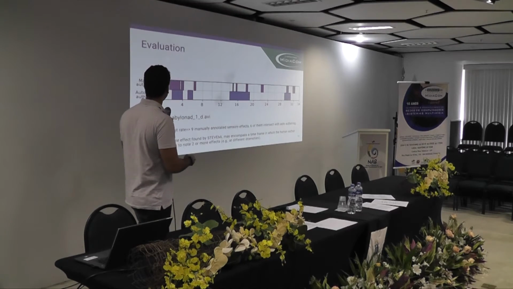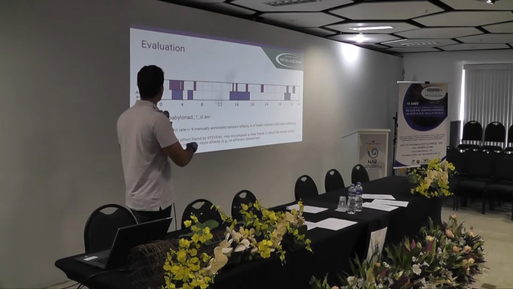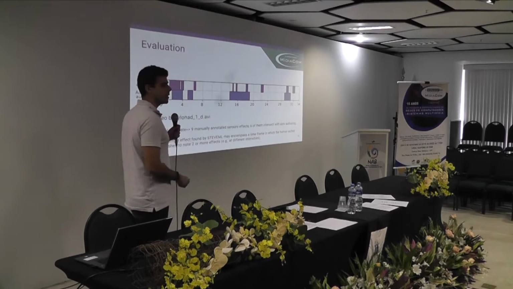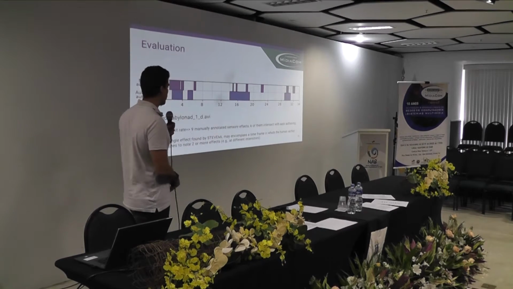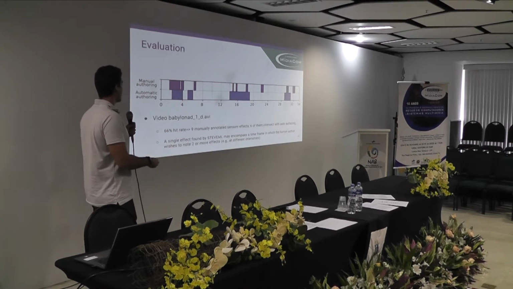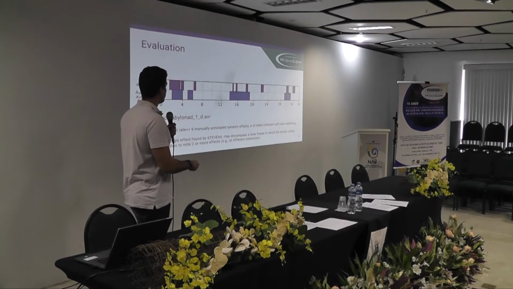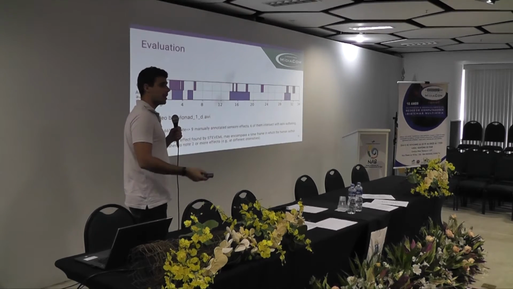So this is an example of one video annotated manually on the top and automatically by the neural network at the bottom. We can see that this video has a 66% hit rate, that is, 9 manually annotated sensory effects, and 6 of them intersect with the automatic annotation.